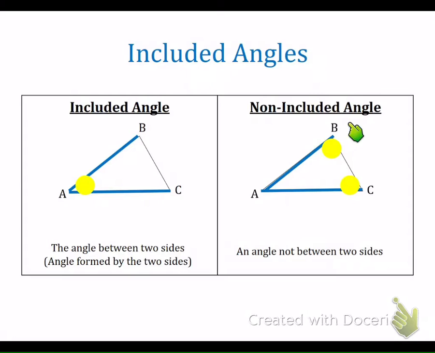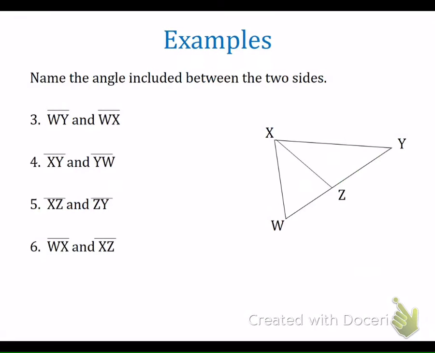And it matters which sides you're talking about. Like if we took AC off and did BC instead, then B would be the included angle. So it just depends which two sides you're talking about. This says name the angle included between the two sides. So if I'm looking at side WY and WX, which angle is between these two sides?